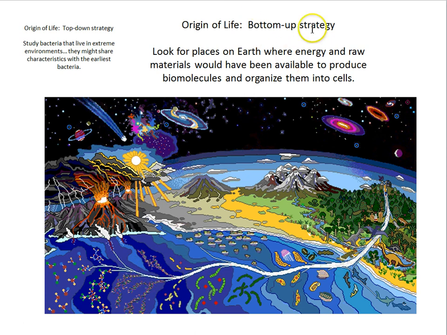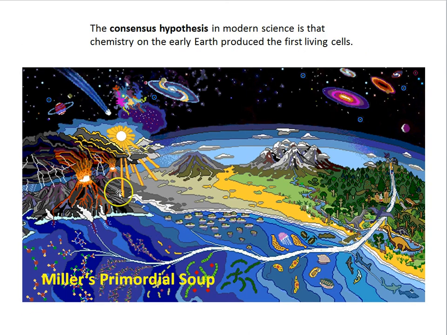So the strategy for the bottom-up approach is to try to find places on Earth where the right kind of chemistry was happening to produce the right sorts of organic molecules, and then how they might have assembled into the first cells. Now, one example of a bottom-up strategy is what we're going to call the primordial soup hypothesis.